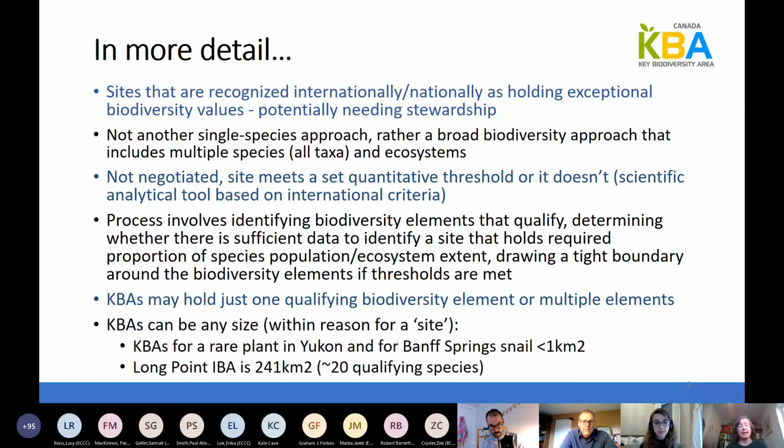And KBAs can be any size within reason, and this is a little bit where there's a bit of room for interpretation, but it has to still be considered to be a site. It shouldn't be hundreds of thousands of square kilometers. But just to give you an idea of the range of sizes, we've identified KBAs for a rare plant in the Yukon, and for Banff Springs snail within Banff National Park, and those sites would be less than a square kilometer. Whereas Long Point IBA, which is being reassessed as a KBA for not just the birds that it still qualifies for, but also a number of plants and other species, is 241 square kilometers. It has about 20 qualifying species there.